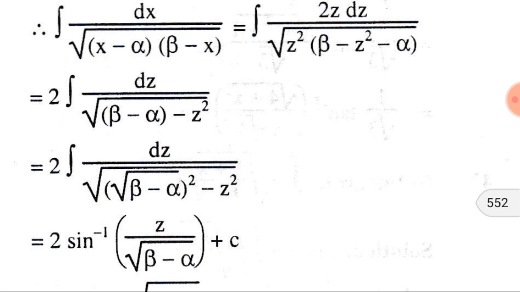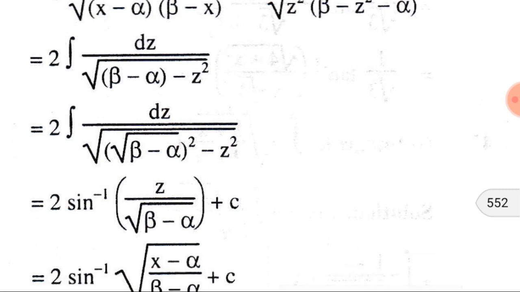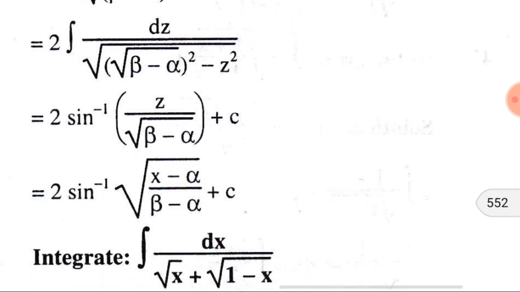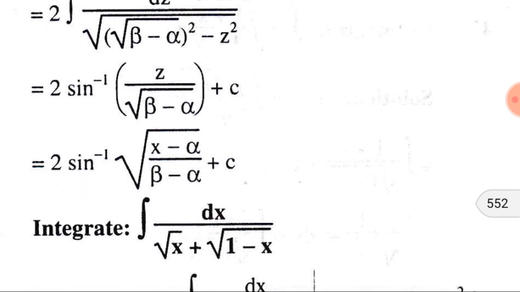And it is similar to the integration dx whole divided by square root of a square minus x square, and its integral is sine inverse x by a. So we can write here 2 sine inverse z by square root of beta minus alpha plus c, where c is the integral constant. Now putting the value of z, we get 2 sine inverse square root of x minus alpha whole divided by beta minus alpha plus c.